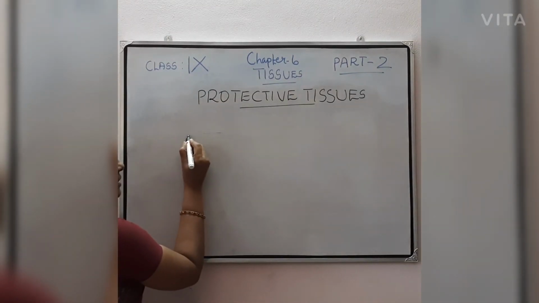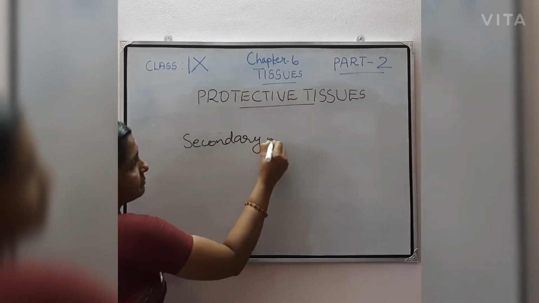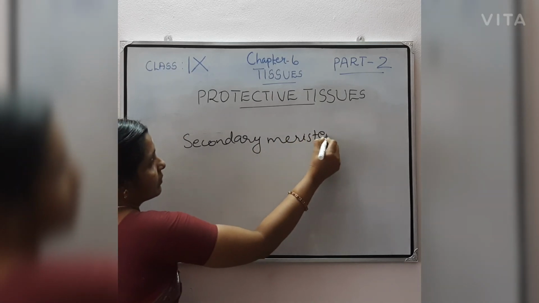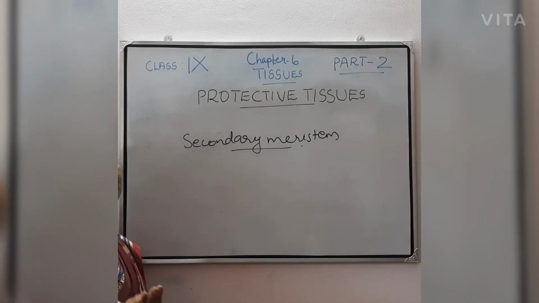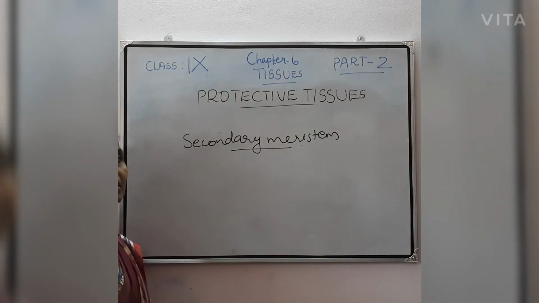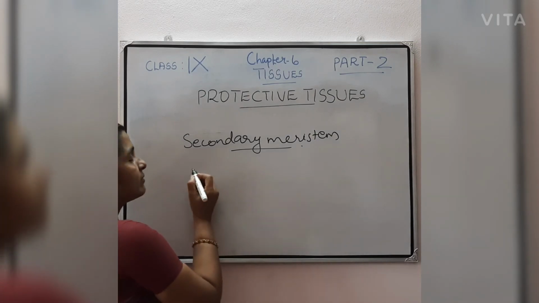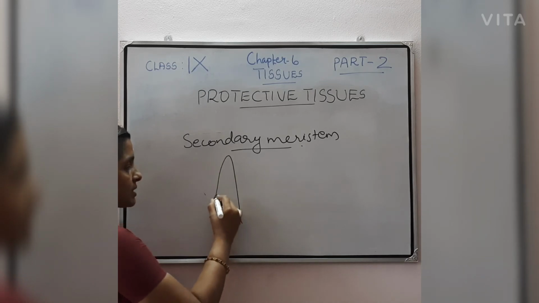Then what is this secondary meristem? You know about the primary meristems that we studied. The primary meristems are present on the apex of the root, stem, etc. and also on the leaves. This primary meristem undergoes division. When the plant body stops the primary growth, then the secondary meristem will form, along the lateral side.